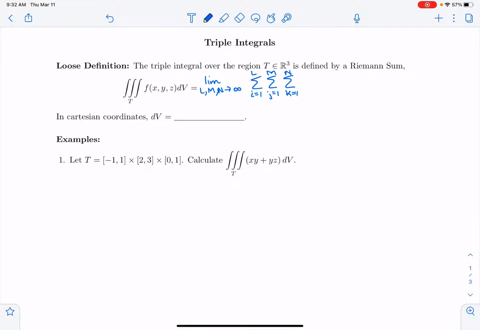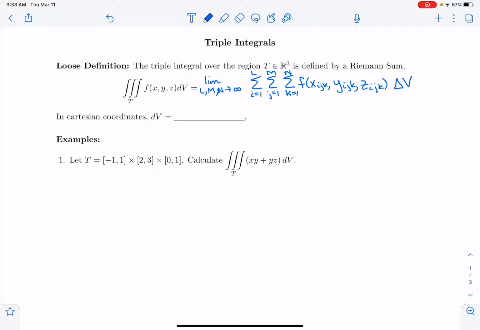So it's a triple sum of f of x sub ijk, y sub ijk, z sub ijk, and then we're going to write delta V. So this is a Riemann sum, and it's a triple sum, so we can sum over the possible x, y's, and z's in our 3-dimensional domain, and each of those are getting multiplied by a little bit of volume.